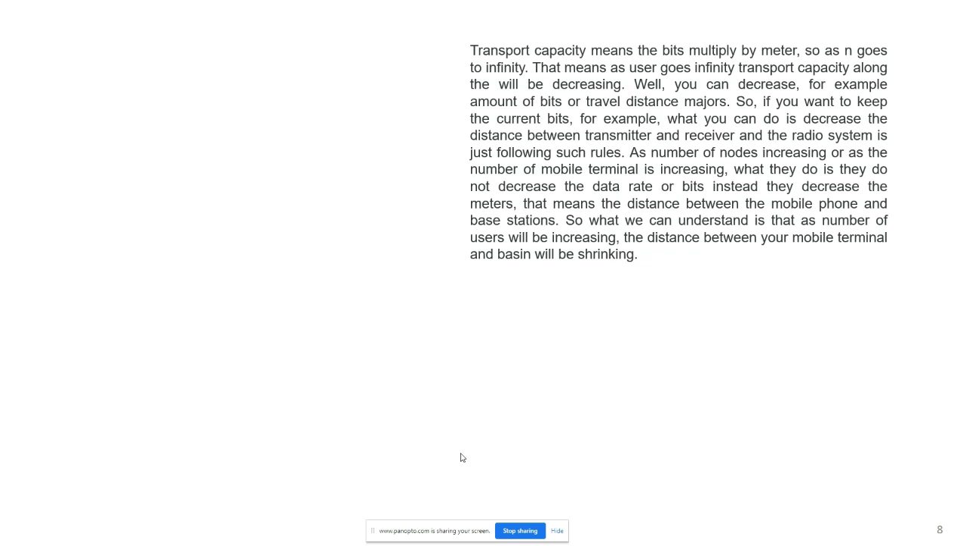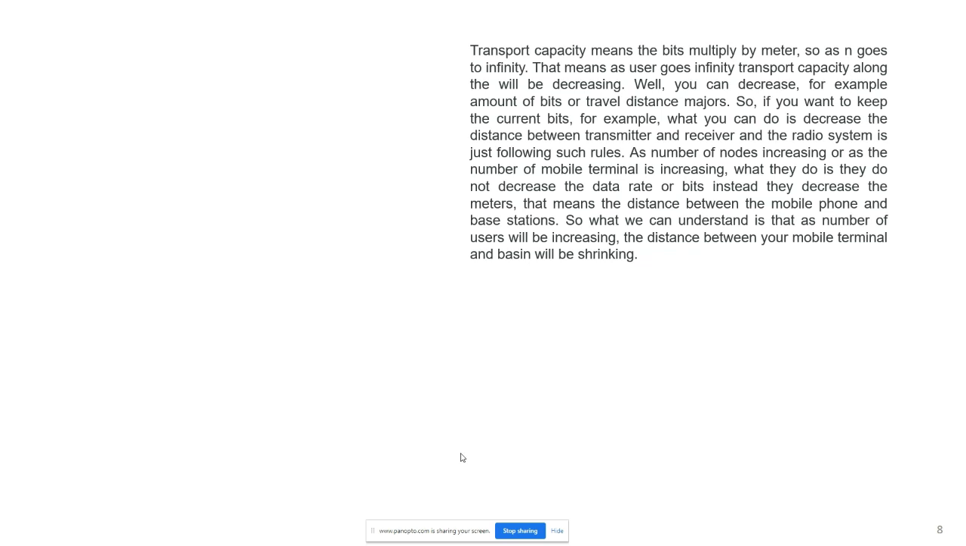Okay. So, kung gusto mong i-increase yung iyong data na ipapasok, kailangan ang gawin mo para mas mabilis siyang makarating doon is bawasan yung distance between doon sa iyong transmitter and the receiver. So, yun yung radio system na fina-follow, or yun yung rules na fina-follow ng radio system.